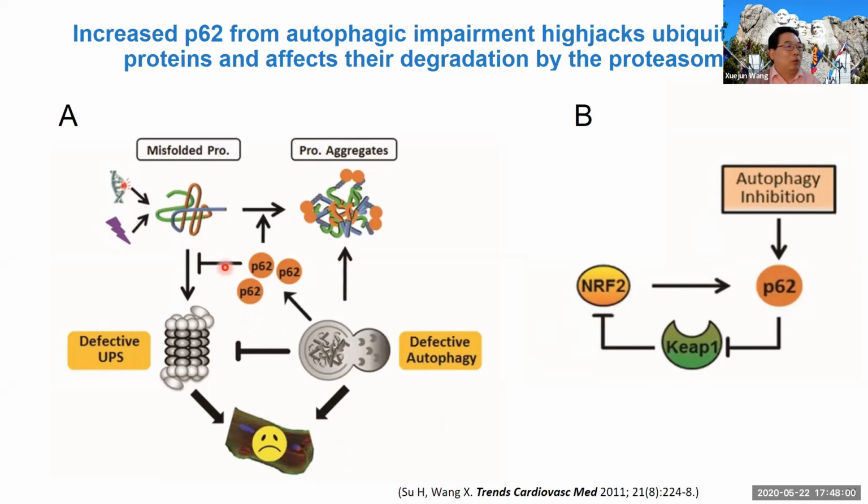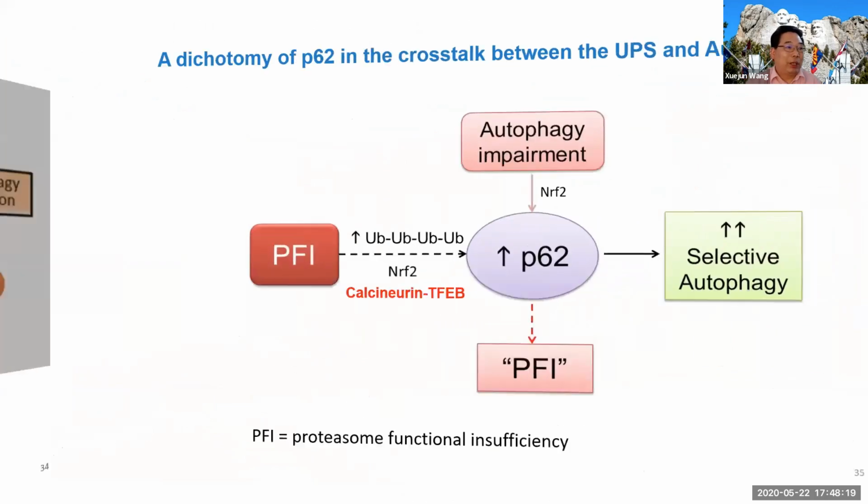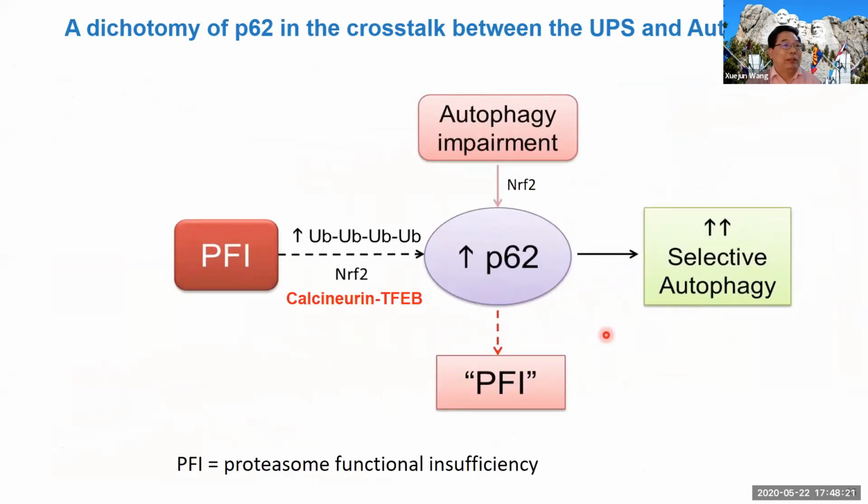That's what it can do to the ubiquitinated protein. P62 will hijack the ubiquitinated proteins from the proteasome, or on their way to the proteasome, and make them into aggregates, and that will impair the degradation of ubiquitinated substrate by the proteasome. So this is pretty much the final slide: P62 actually is right at the center of the crossway between the impact of autophagy inhibition on the proteasome and the impact of proteasome functional insufficiency on selective autophagy.